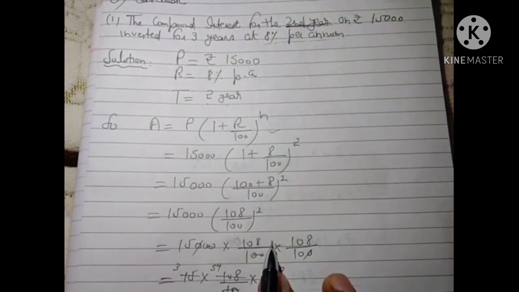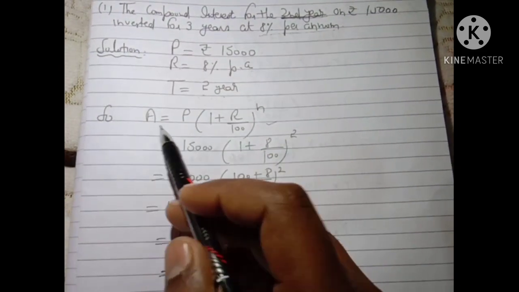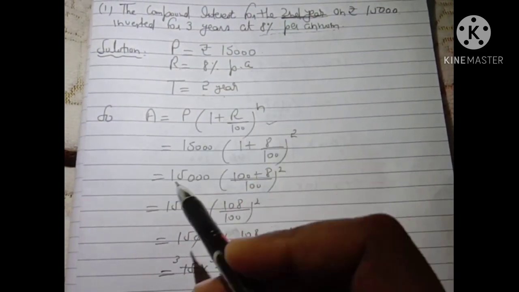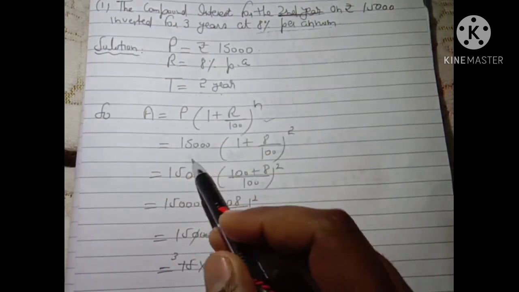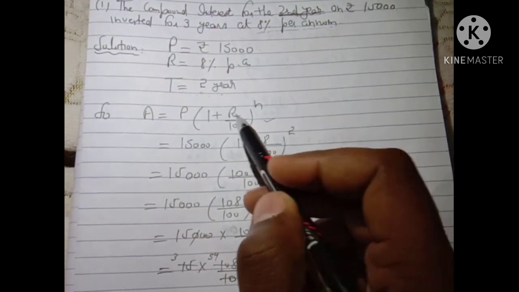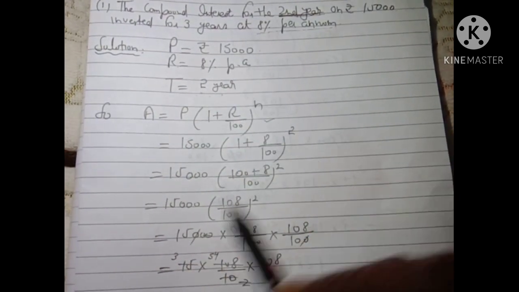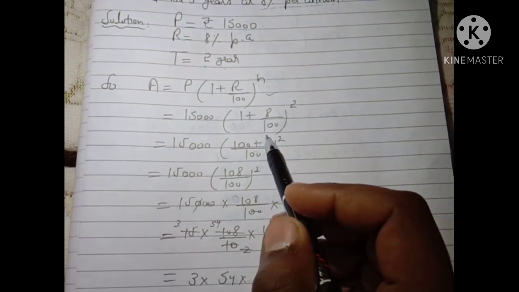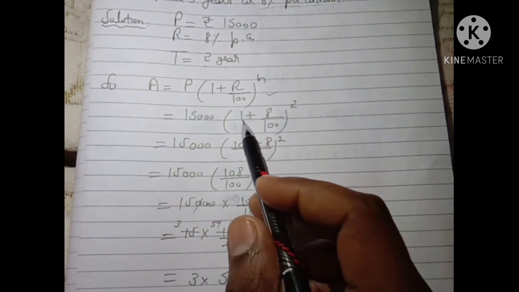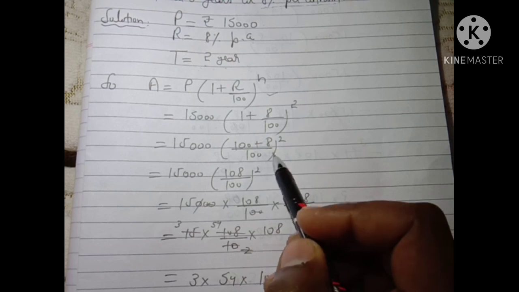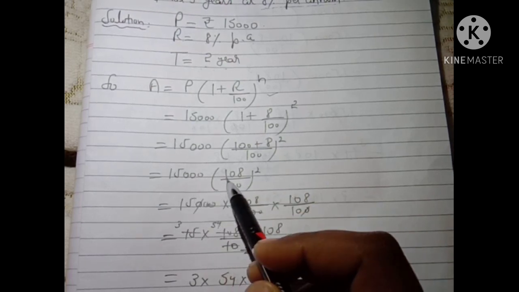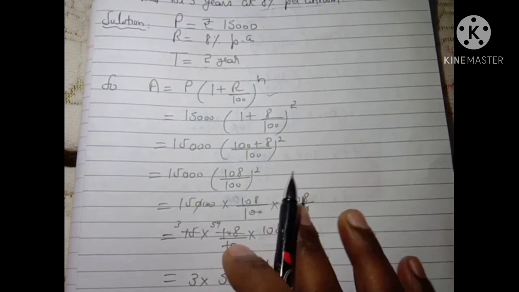Because second year means after the first year comes the second year, so the total time period will become 2 years. So in this case we can directly apply this formula, A is equal to P into 1 plus R over 100 raised to power n, and the value of the principal is 15,000, and 1 plus 8 over 100 raised to power 2. And now we have to take the LCM, so 100 into 1 it will become 100 plus 8 over 100 raised to power 2, so 15,000 into 108 over 100 raised to power 2.